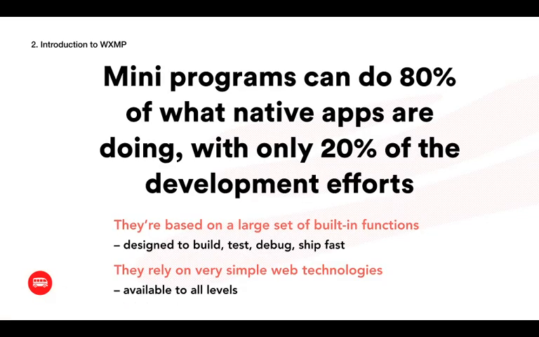So what are mini programs? Development-wise, mini programs can do about 80% of what native applications can do. When we're talking about native applications, we're talking about iOS applications, the ones you can find on your phone, similar to what WeChat might be, or even an Android application. These are quote-unquote native applications. So mini programs can do about 80% of what these native apps can do with only about 20% of the development effort. And a large part of this is because WeChat provides us developers with tons and tons of ready-built code.